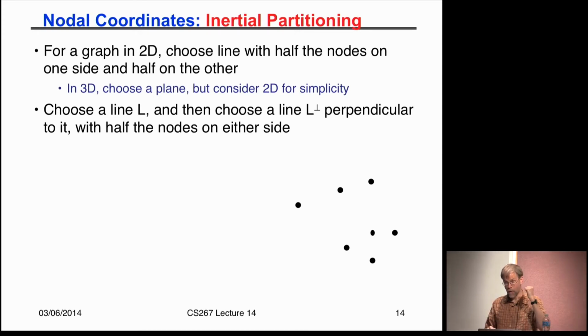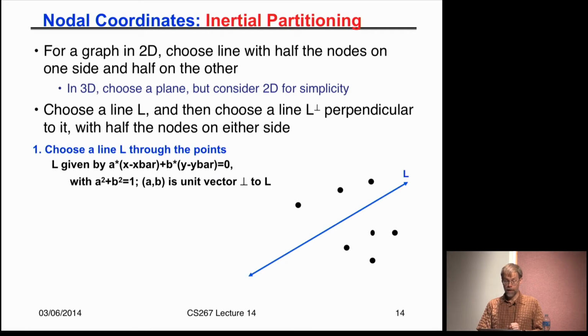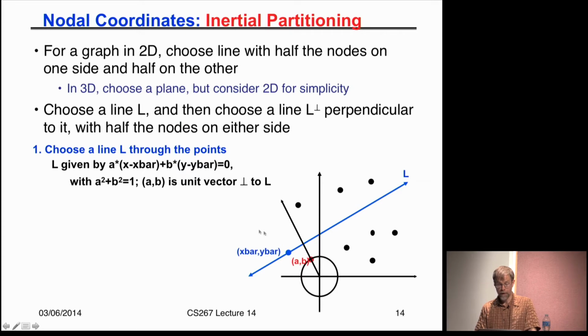But on this slide, once I've chosen that capital L, how do I choose the actual dividing line, which is going to be perpendicular to it? I'm going to draw a line perpendicular to it, L perp, and I'll take all the points on one side of L perp and all the points on the other side of L perp. So how am I going to do that? Suppose I'm given this line. How do you define a line? Well, I'm going to give you a point that it goes through, x bar, y bar, and I'll give you a perpendicular to it. That's enough to determine a line. So here's the picture: a point the line goes through, and then the perpendicular. And that'll be the equation of the line.